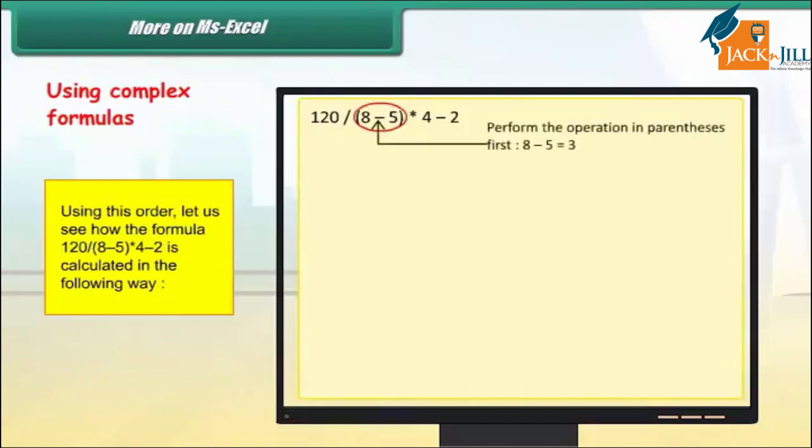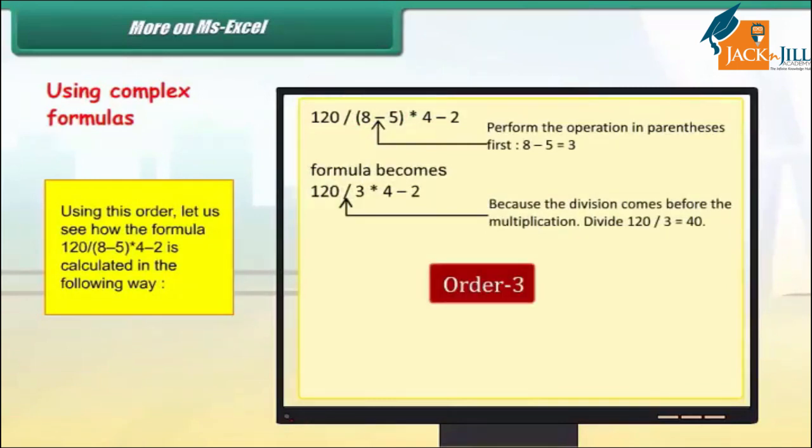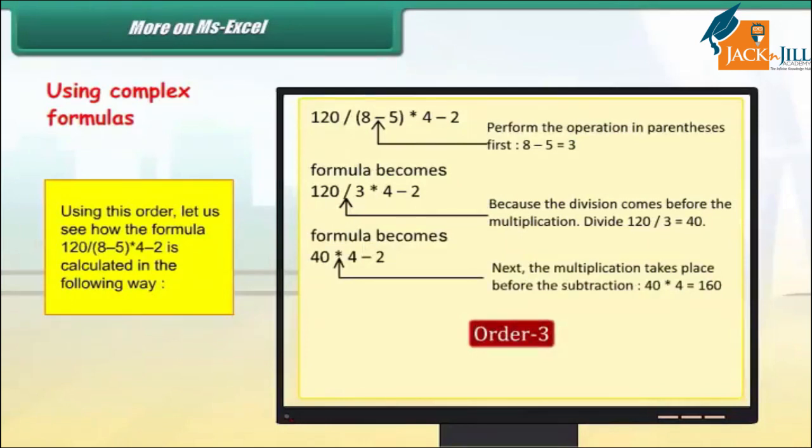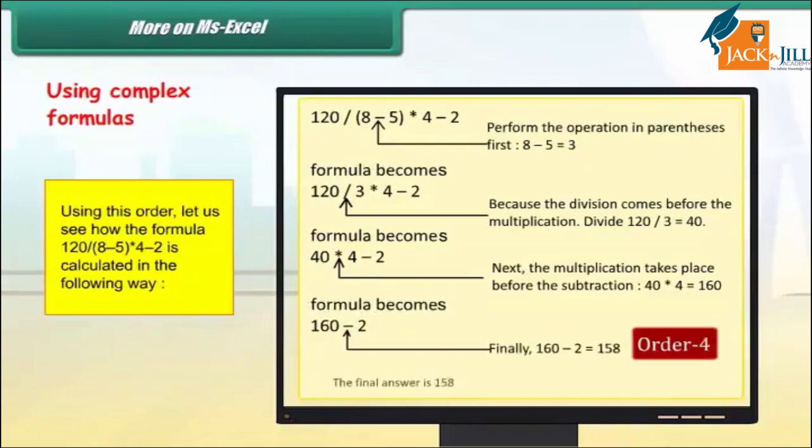Perform the operation in parentheses first. 8 minus 5 is equal to 3. The formula becomes 120 divided by 3 times 4 minus 2. Because the division comes before the multiplication, divide: 120 divided by 3 is equal to 40. The formula becomes 40 times 4 minus 2. Next, the multiplication takes place before the subtraction. 40 times 4 is equal to 160. The formula becomes 160 minus 2. Finally, 160 minus 2 is equal to 158. The final answer is 158.